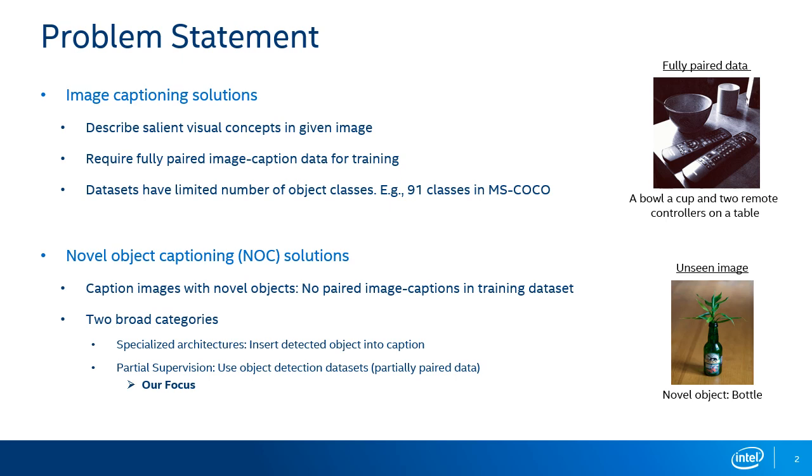NOC solutions fall into two broad categories. The first category uses specialized model architectures which insert detected objects into the caption. The second category uses partial supervision. They use object detection datasets which can be considered as partially paired data. Our focus is on this category.